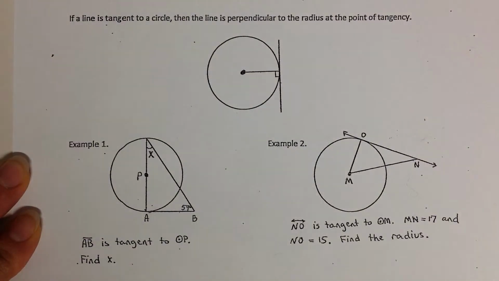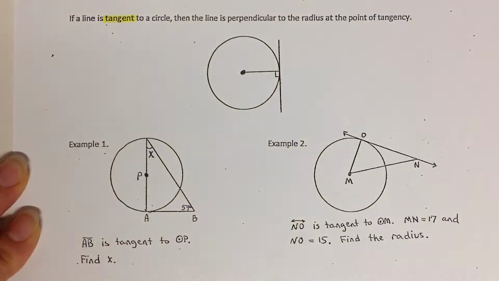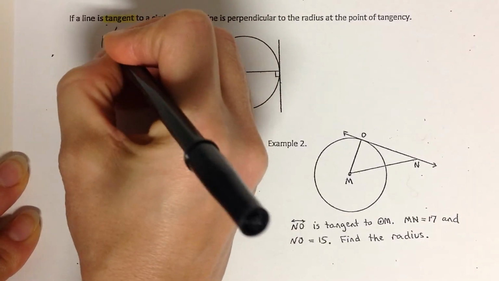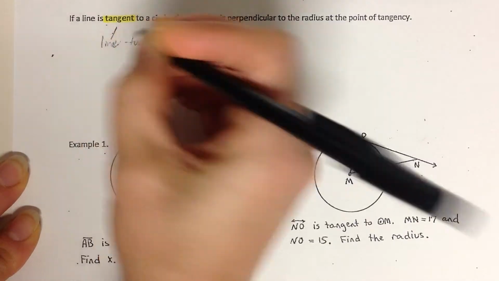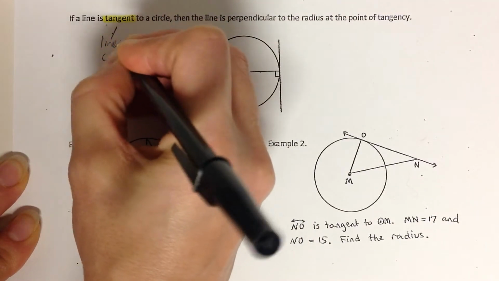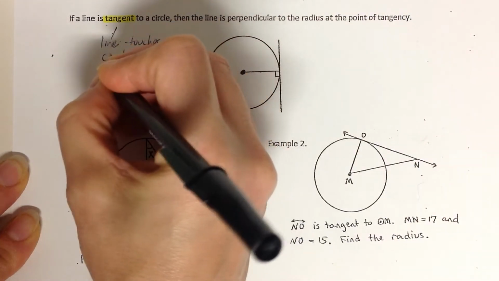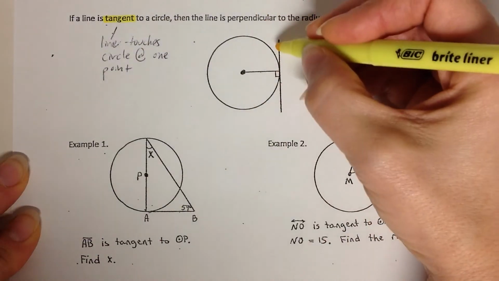Okay, we're going to talk about tangents. So that's just a line that touches a circle at one point. Okay, so a line and it touches a circle at one point. Okay, so where's my tangent line in this picture? It's right here.